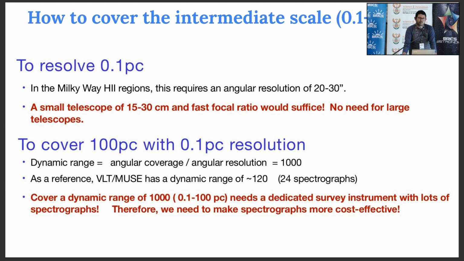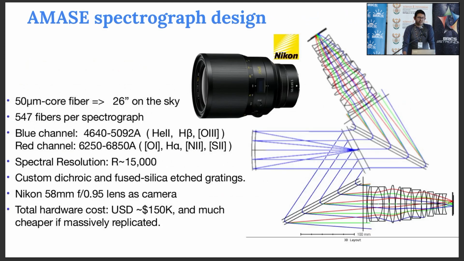The fun bit is that we don't really need big telescopes. We are talking about 0.1 parsec in the Milky Way, and that's about half an arcminute. To achieve that half arcminute spatial resolution, we are talking about a 30 to 50 centimeter fast telescope. It can be a DSLR lens that we use in front of our DSLR cameras. So that's how a telescope should be, instead of a really big, hunky option. And that's what we are trying to do.